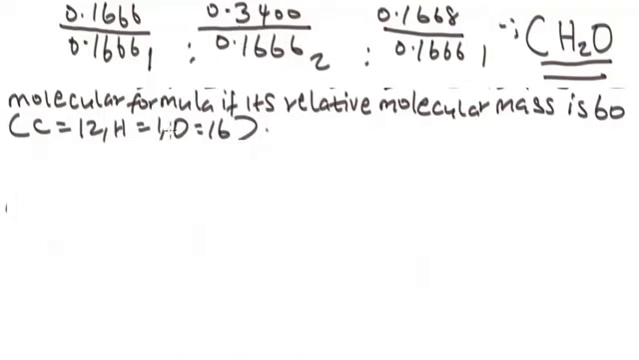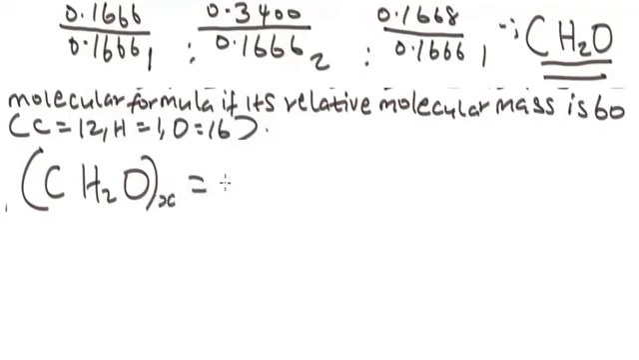So we're asked to find the molecular formula if its relative molecular mass is 60. Since we already have the empirical formula, to get the molecular formula, this is how you do it. The empirical formula, applied x times, equals 60, the relative molecular mass.